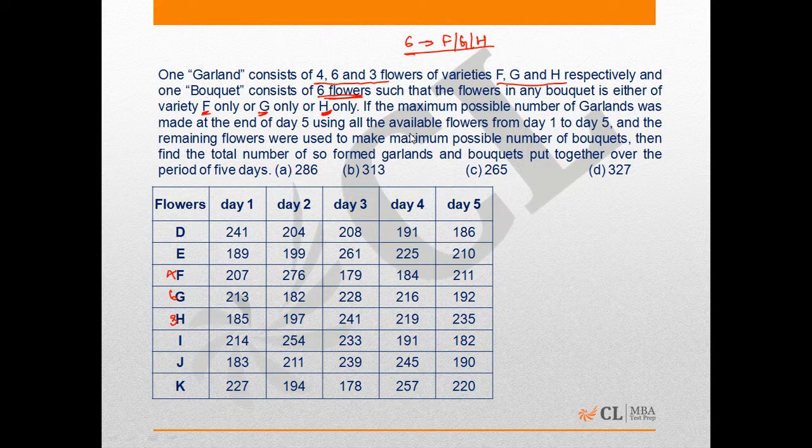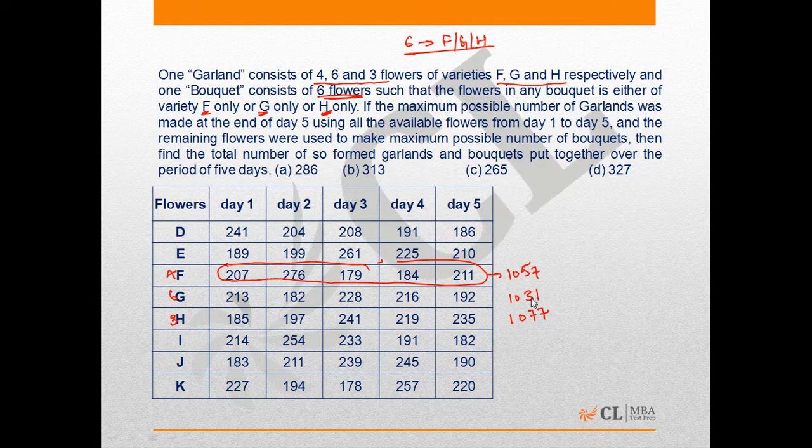If the maximum possible number of garlands was made at the end of the day 5 using all the available floors from day 1 to day 5. So if I count how many total floors are available from day 1 to day 5 of the category F, if I add all these values, this summation comes out to be 1057. Similarly, this is 1031 and this is 1077. Okay.